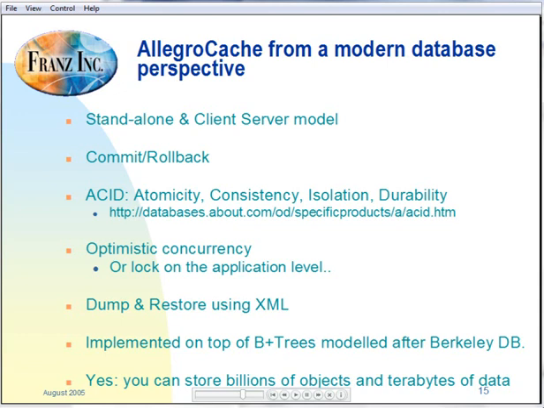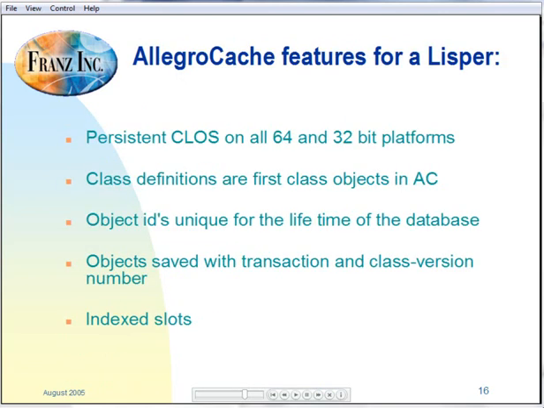What is AllegroCache for a Lisper? Well, it is basically just classes but persistent, and it will run on every 64-bit and 32-bit platform that we support. The beauty of having this all in Lisp is that you don't have to worry. If your Lisp runs on a particular platform, then AllegroCache will run on that platform. If you do a defclass for a persistent object, then the definition of that class goes to the database itself, so later on you can do meta reasoning on your objects.